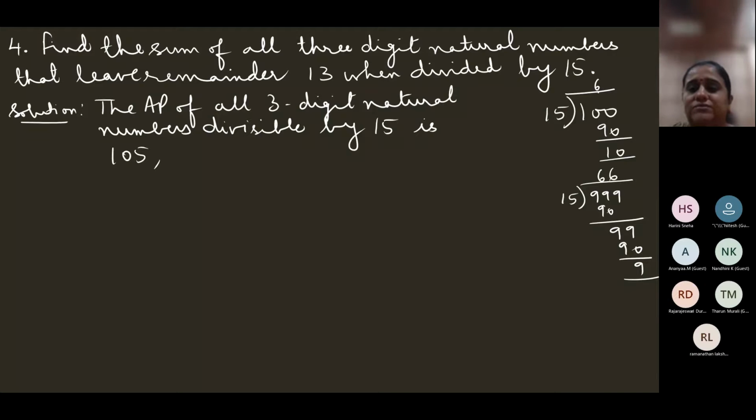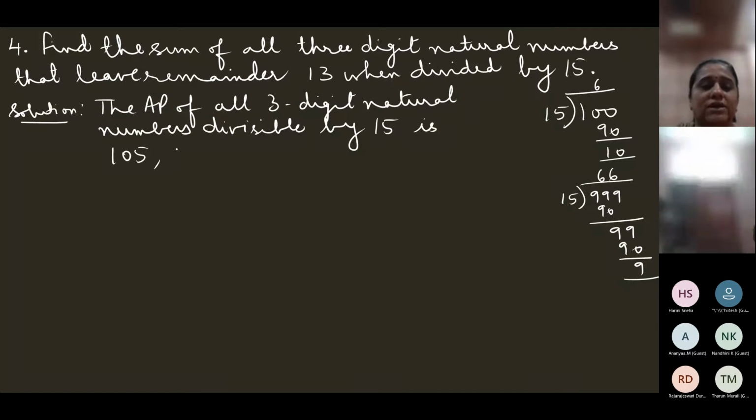15 sevens are 105, or 15 minus 10, the divisor minus the remainder. 15 minus 10, 5. 100 plus 5, 105. Okay, and the last number will be 999 minus 9. Simply subtract the remainder. 999 minus 9 is 990.